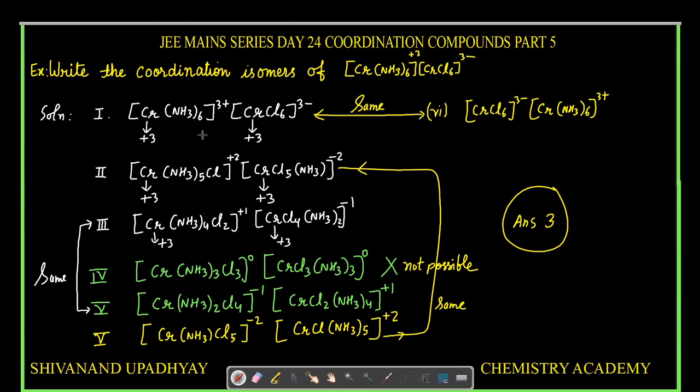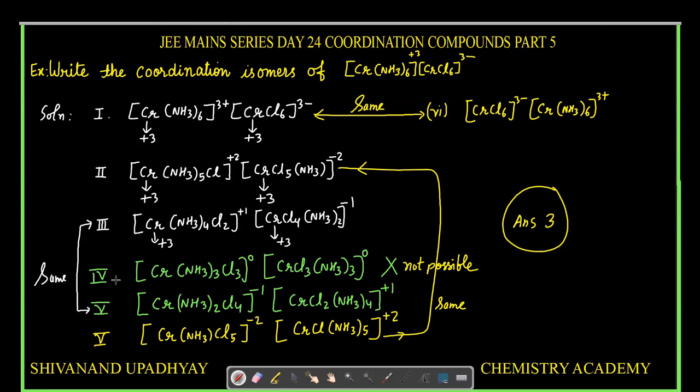Now I'm trying to exchange two ligands. When I exchange two ligands, this will form. On exchanging two ligands, when two chloride ions are inside, the charge on this cation is +1 and the charge on this anion is -1. So this is also satisfying the condition. So this is an isomer of these compounds.